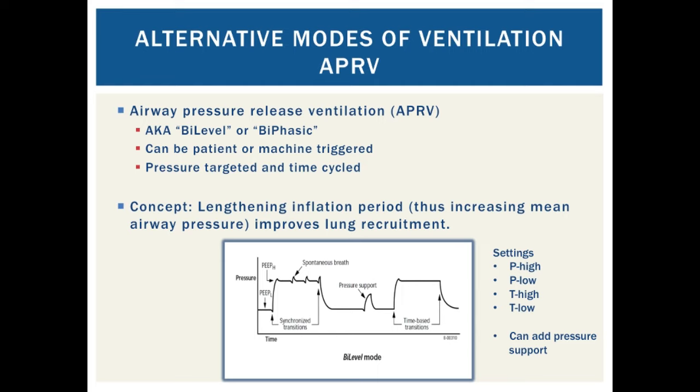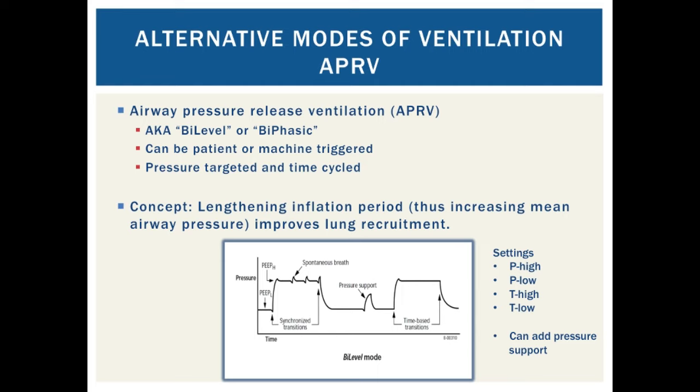Okay, so what are some other alternative modes of ventilation? Well, one that maybe has gotten some traction over the last 5 or 10 years is APRV, or airway pressure release ventilation. It has different names depending on which manufacturer of ventilators you use, so sometimes there's bilevel or biphasic. It can be patient or machine triggered. It has lots of variables, but it is pressure targeted and time cycled.